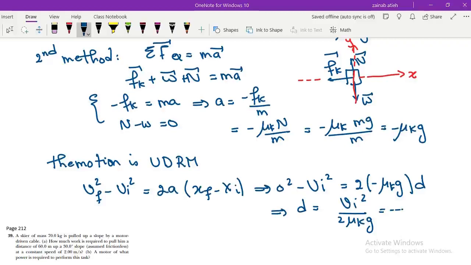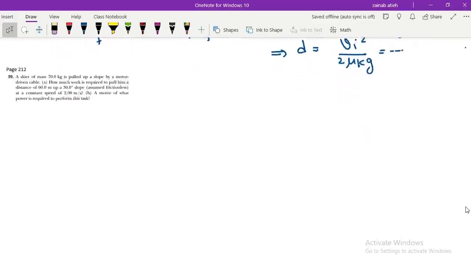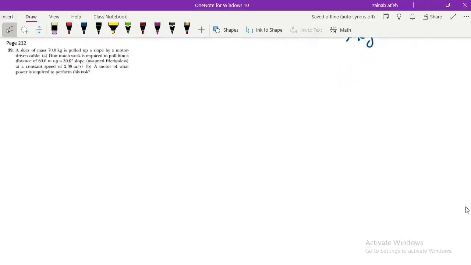I will move down to problem 39, page 212. This problem says a skier of mass 70 kg is pulled up a slope by a motor-driven cable. A: How much work is required to pull him a distance of 60 meters up a 30-degree slope, assumed frictionless, at a constant speed of 2 meters per second? B: A motor of what power is required to perform this task?